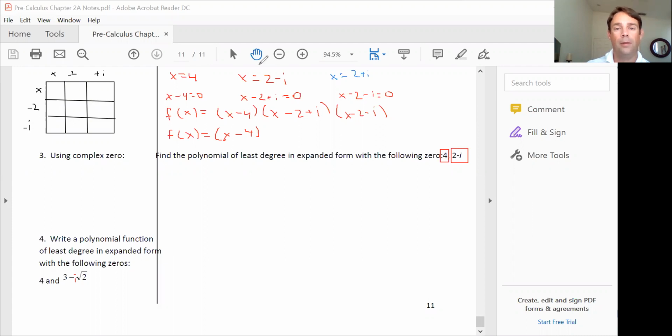You can multiply it all the way out. We have x squared minus 2x minus 2x plus 4 minus i squared. So minus a -1, which is a +1. So I ended up with x squared minus 4x plus 5.